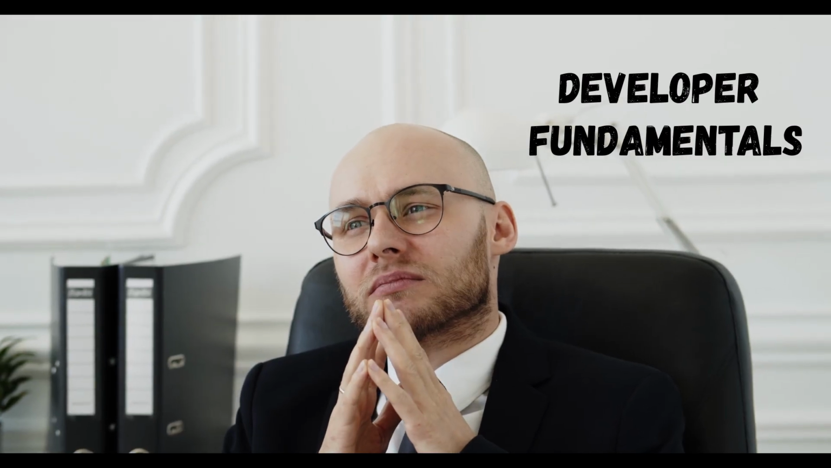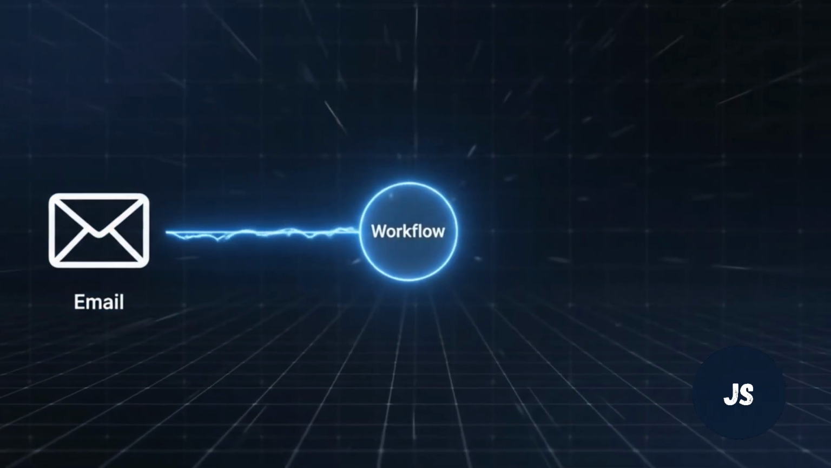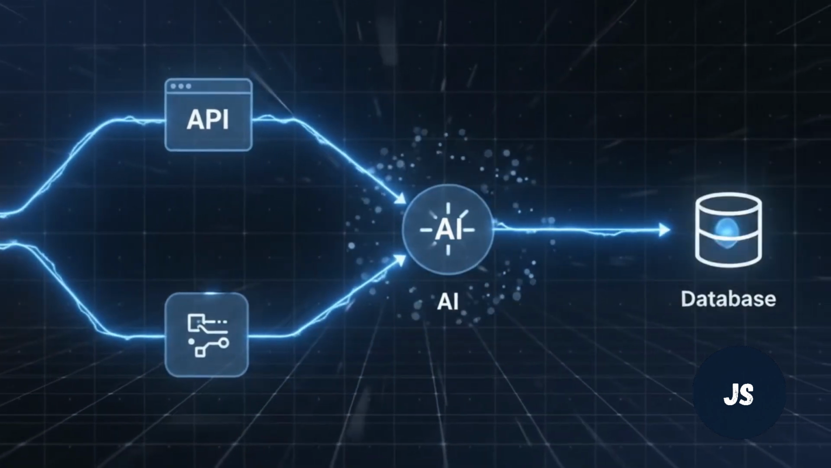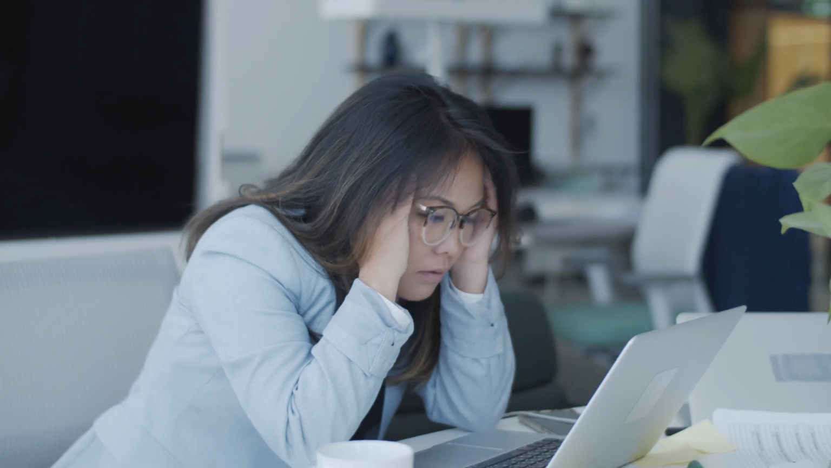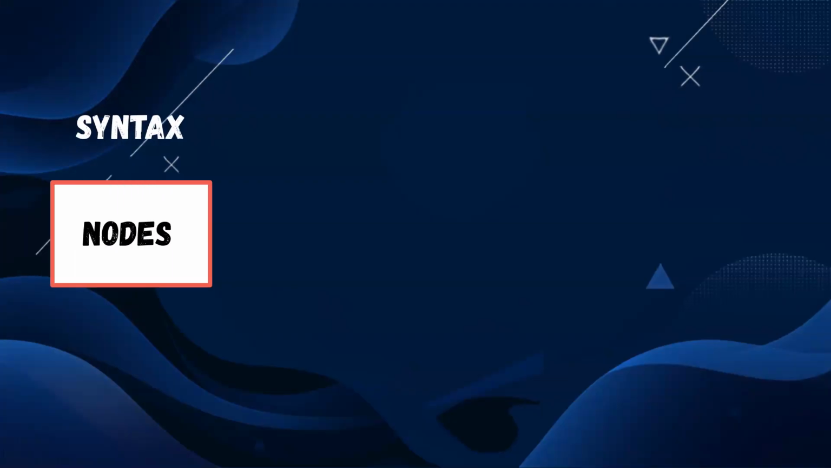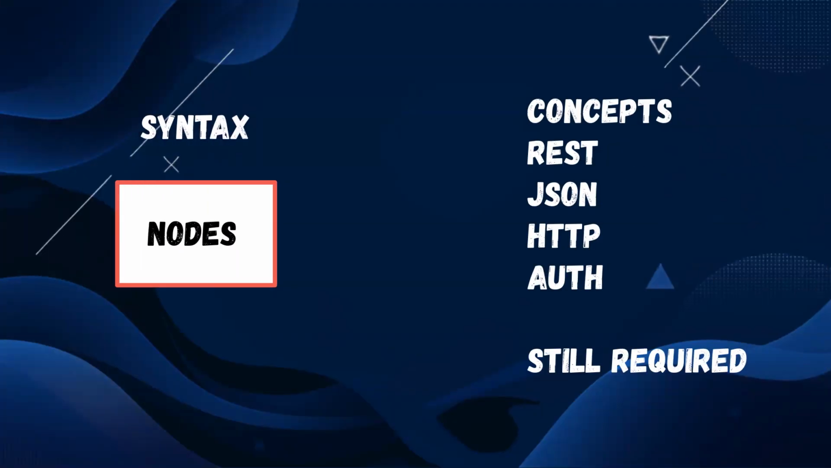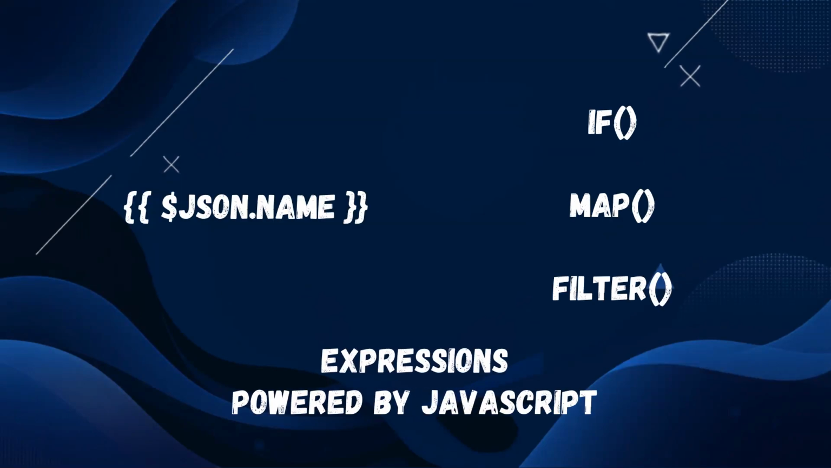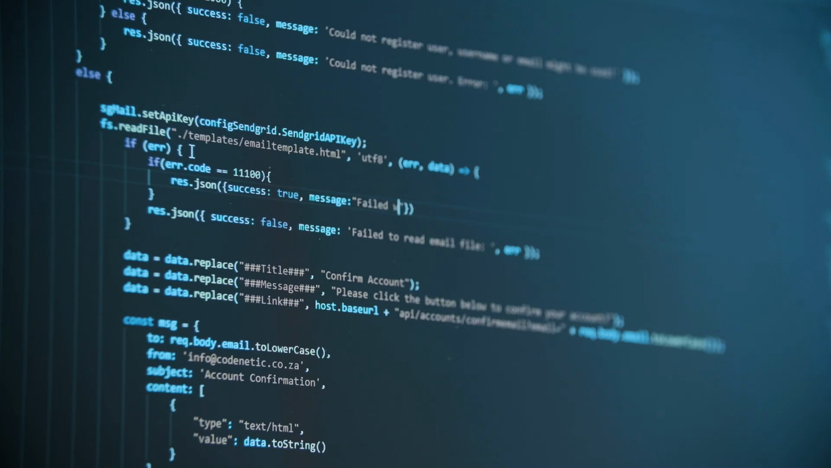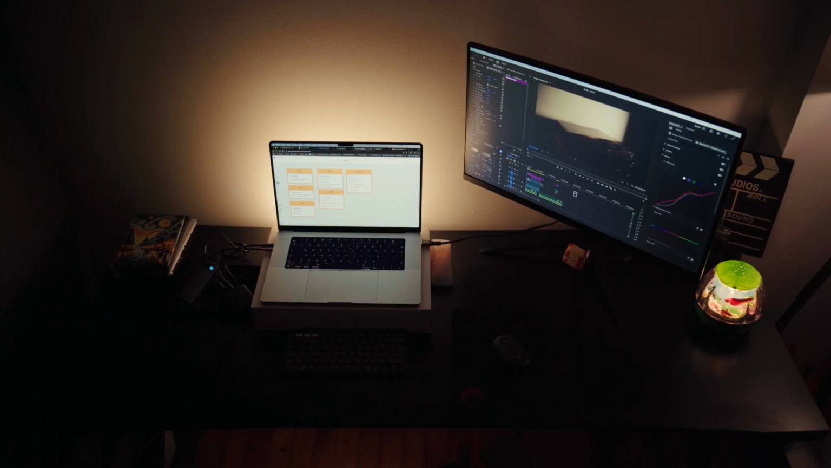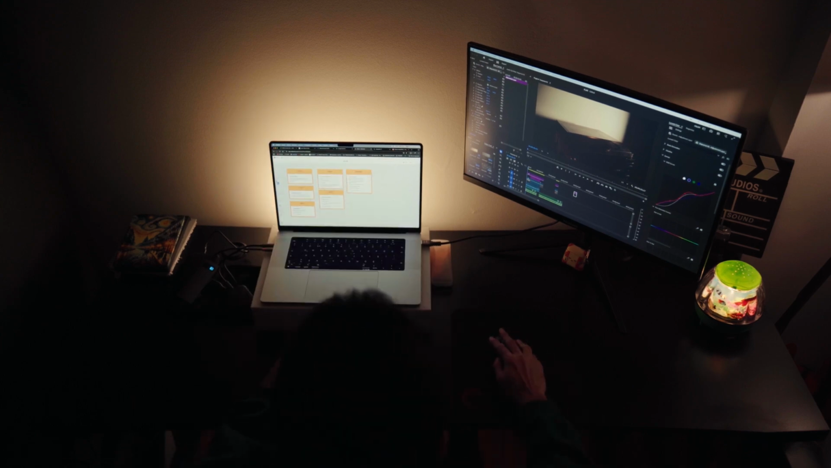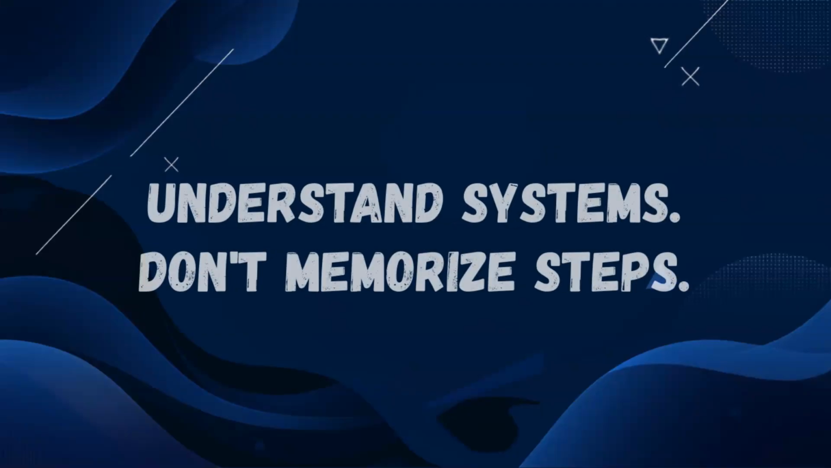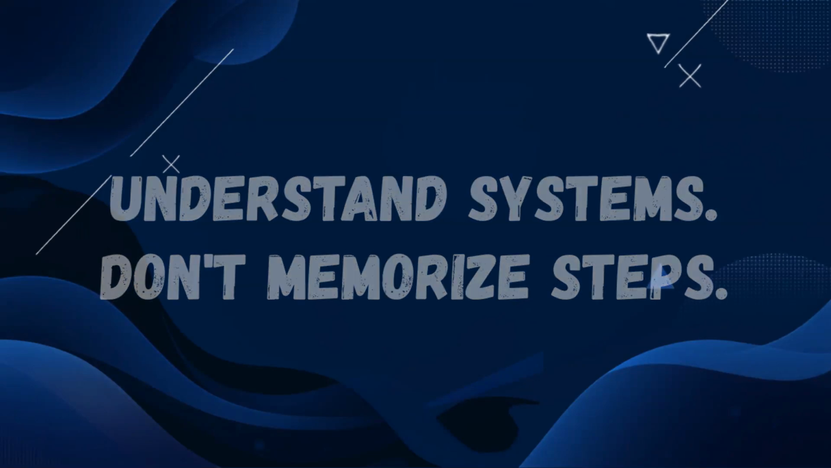Here is what actually saves you. n8n is a visual API layer. If you don't understand REST, HTTP methods, JSON payloads, and authentication, you will get stuck constantly. The nodes abstract the syntax, they don't abstract the concepts. The expressions you write inside n8n are based on JavaScript. If you know basic JS, you are already ahead. But if you don't, that's worth learning first. Because n8n rewards developers who understand systems, not just people who memorize tutorials.